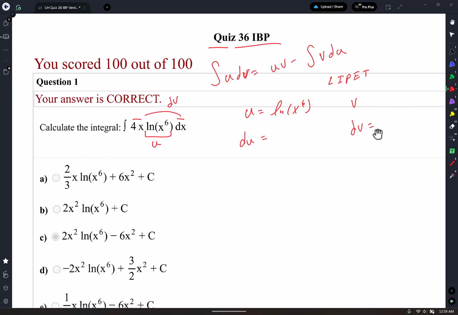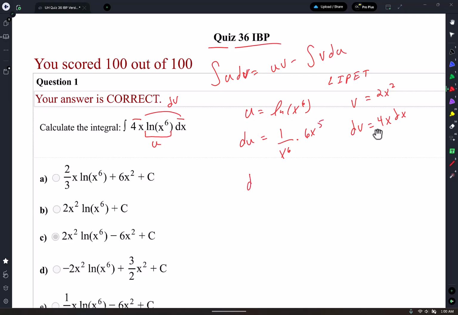So if u is ln of x to the 6, that means my dv is going to be 4x dx. So antiderivative of 4x, add 1, divide by that number. So 4x squared divided by 2, so it's going to be 2x squared. There it is, that's my v. And then my du, I'm going to take a derivative here, because that's what we got to do. 1 over x to the 6 times the derivative of x to the 6, so 6x to the 5th.